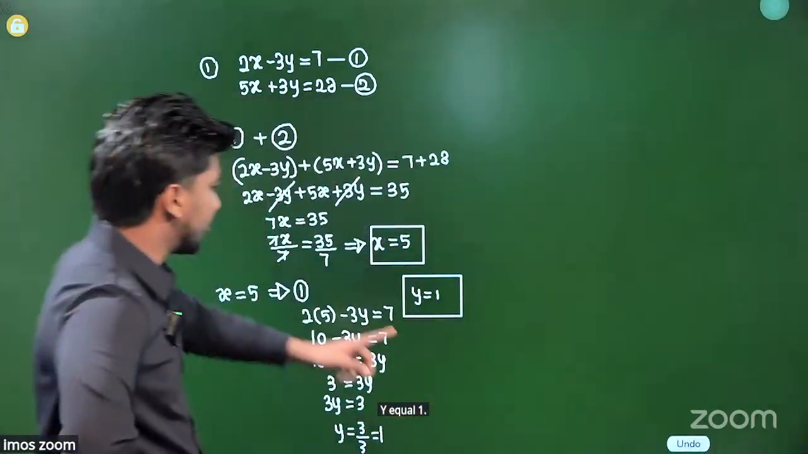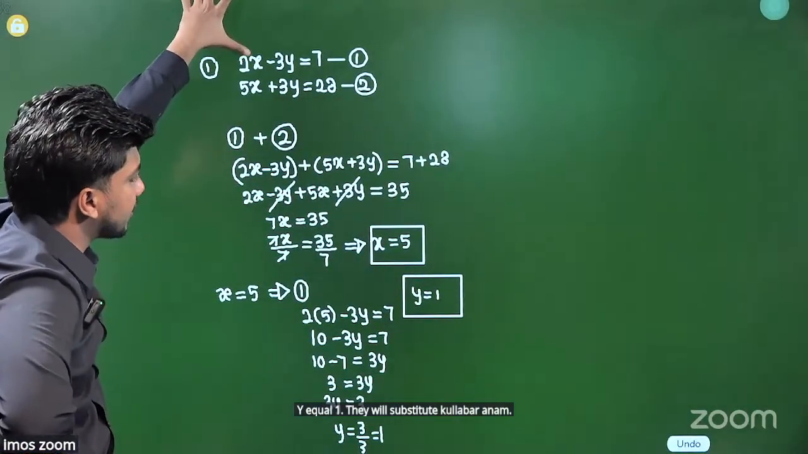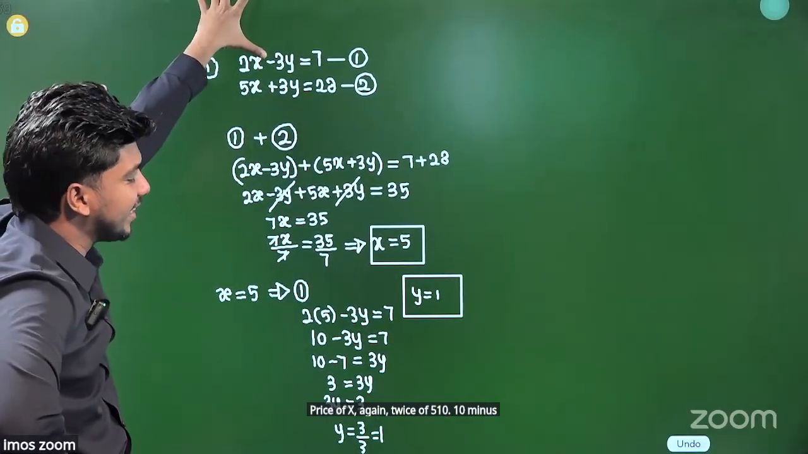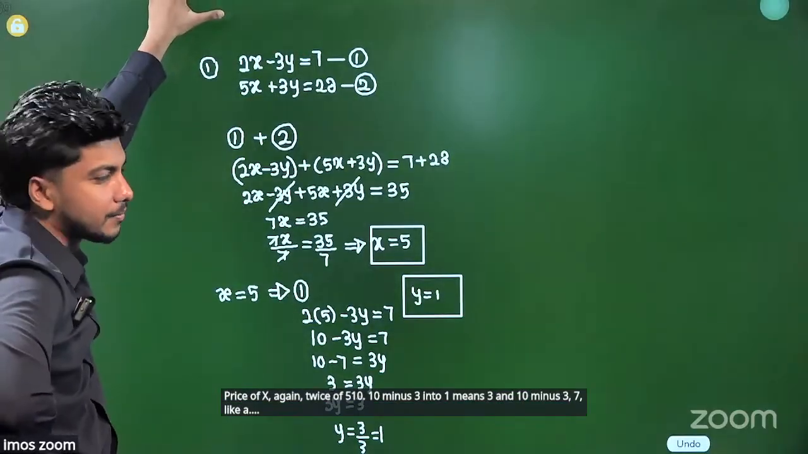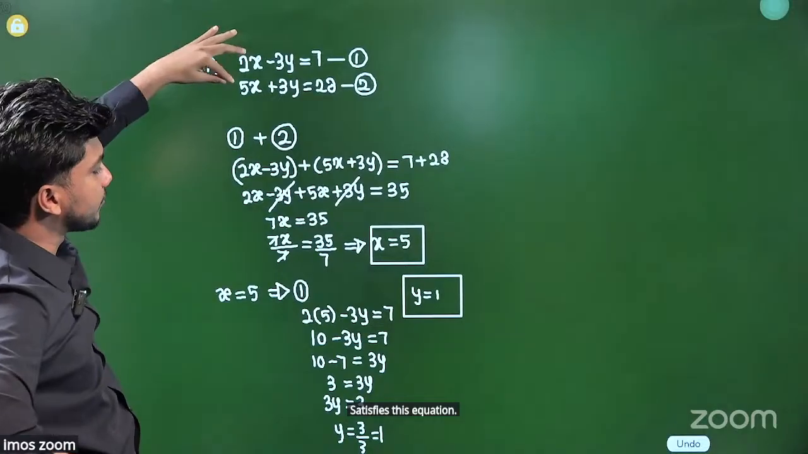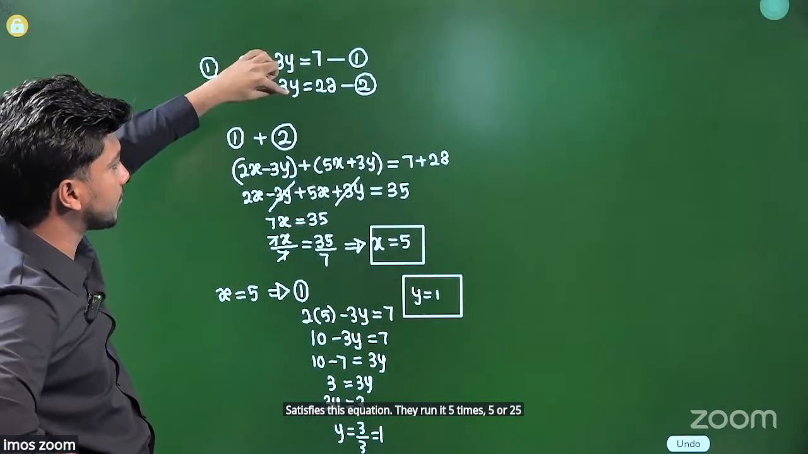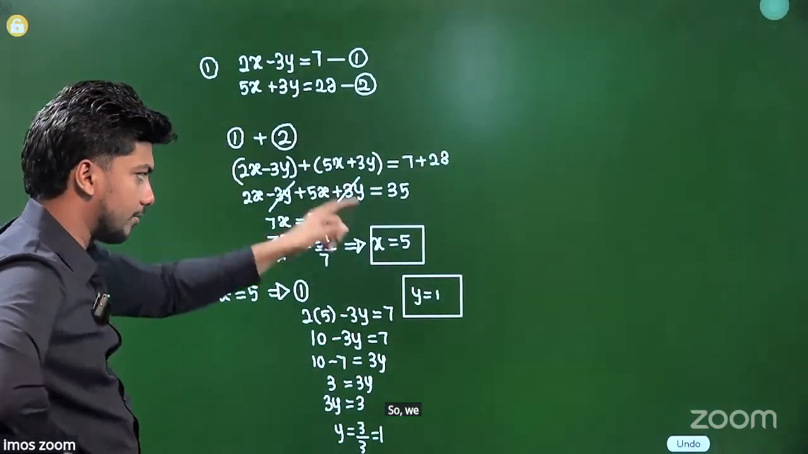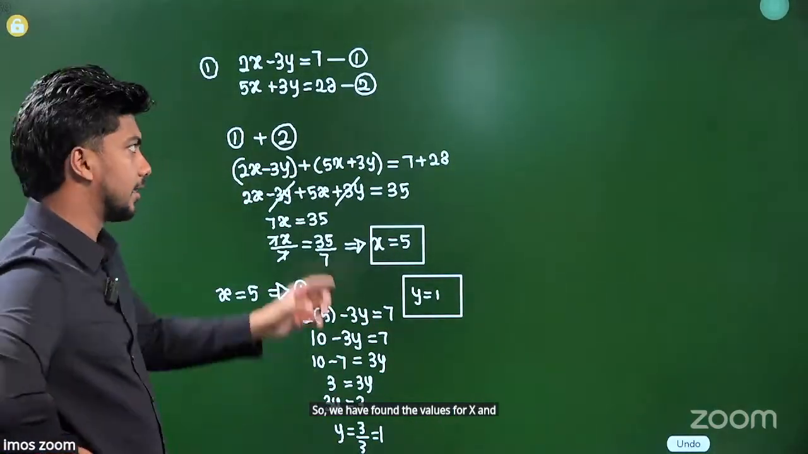Now substitute and check. Twice x, twice 5, is 10. 10 minus 3 into 1, 10 minus 3 is 7. That satisfies this equation. Then 5 times 5 is 25. 25 plus y, 1 times 3, is 28. So we have found the values for x and y that satisfy both equations.